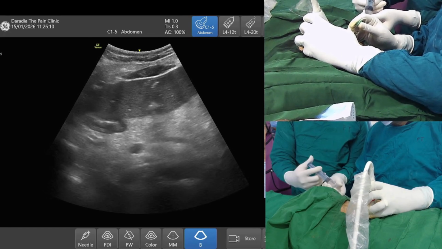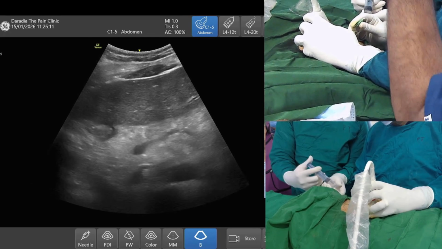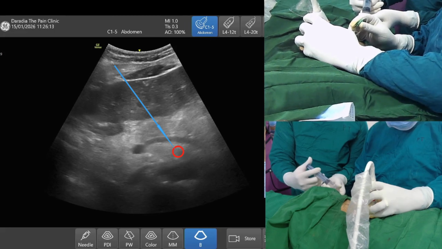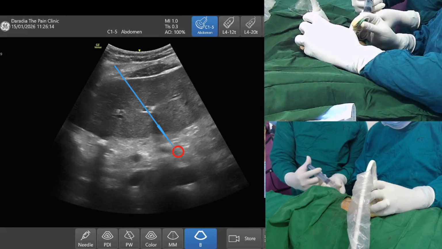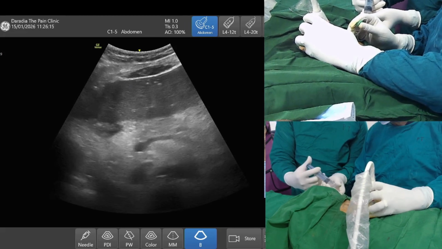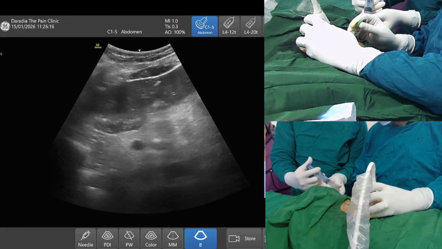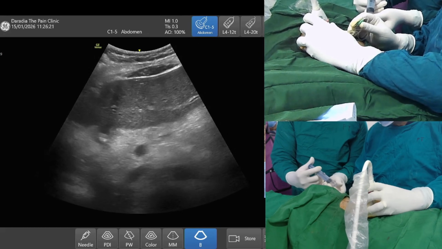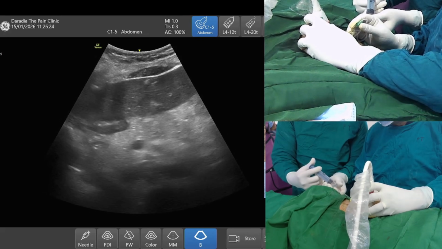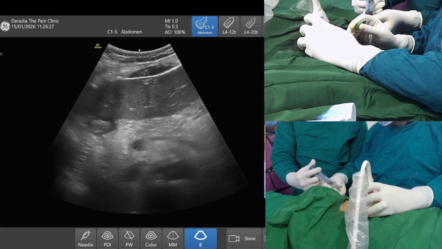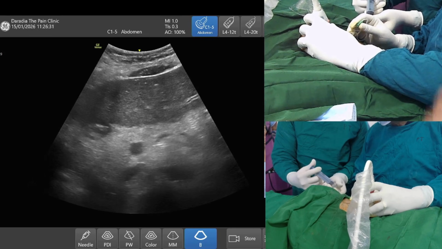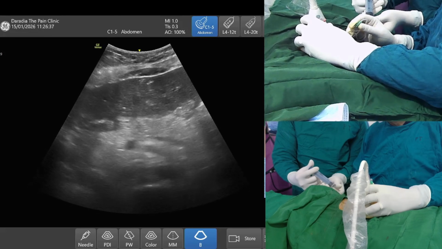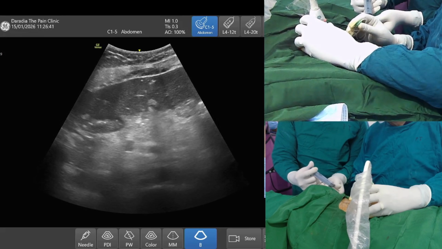After continuously visualizing the tip and negative aspiration for blood, inject 50 to 75% alcohol, approximately 15 milliliters, slowly and carefully, just in front of the celiac trunk. Finally, scan the area again after 5 to 10 minutes to confirm adequate spread and to rule out any complications such as hematoma formation.